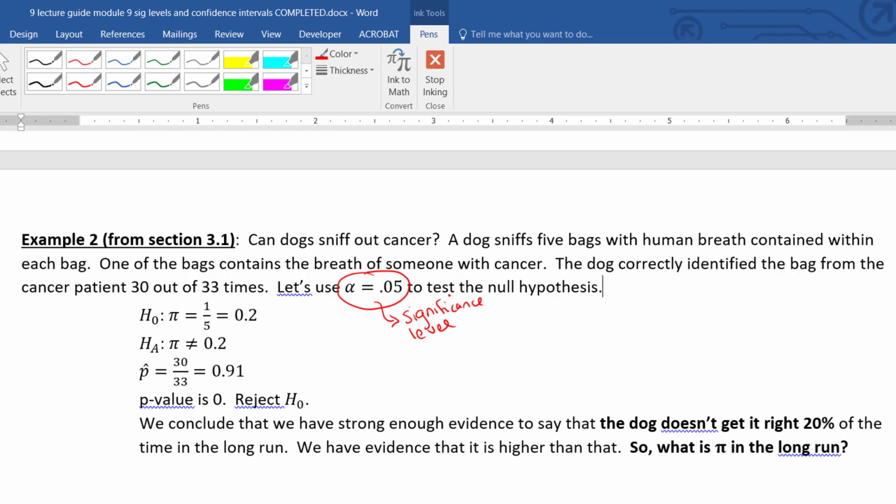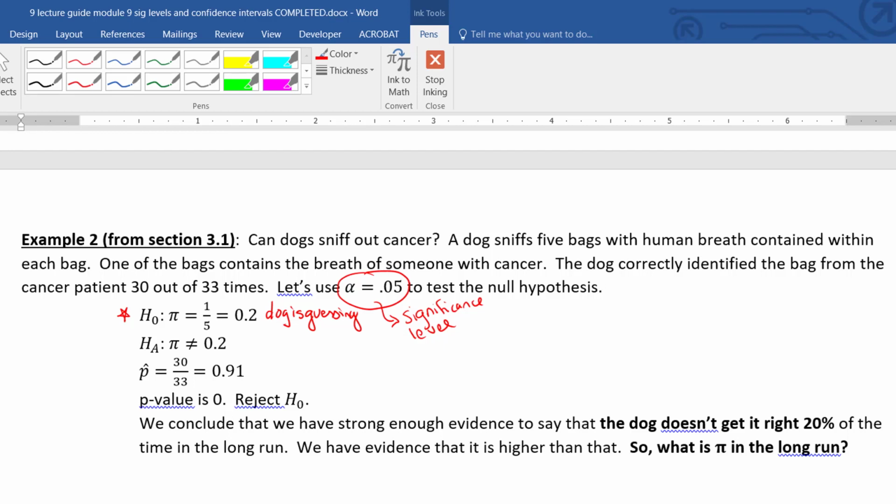All right, so the null hypothesis here would be, our first guess might be that the dog is guessing. If the dog were guessing about which bag the cancer patient's breath is in, then since there's 1 out of 5 bags that has that breath, he would get it right approximately 1/5 of the time in the long run. So pi would equal 0.2.